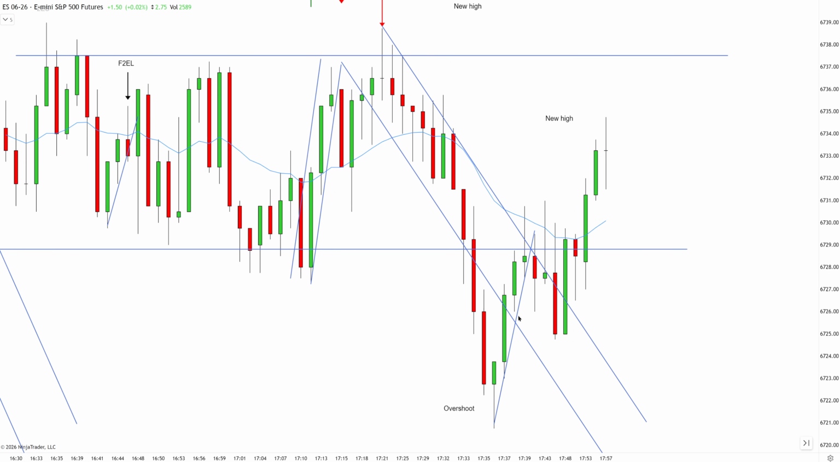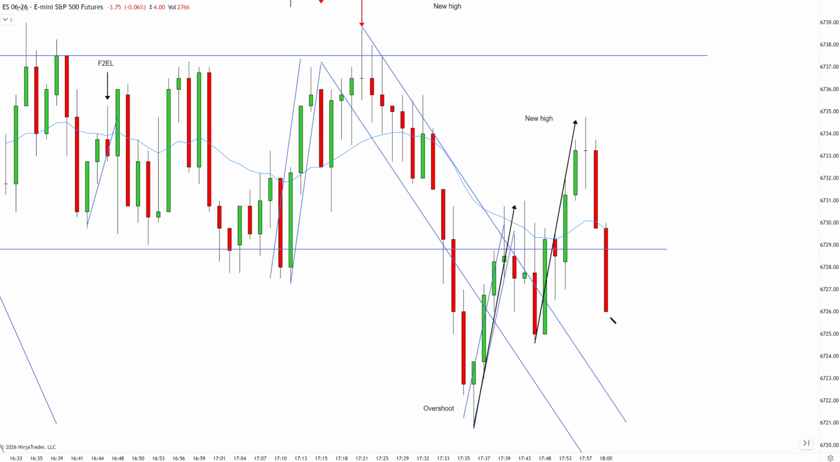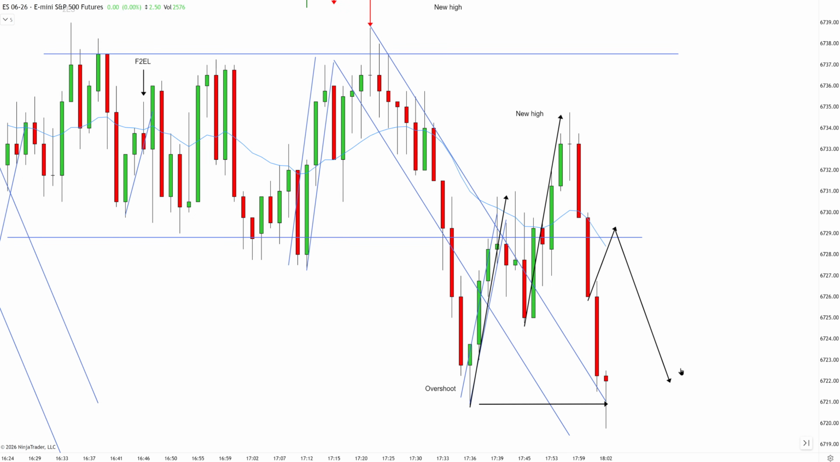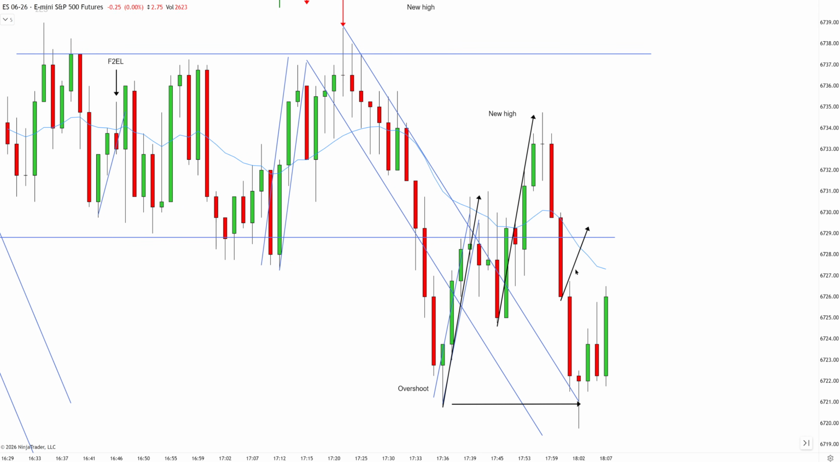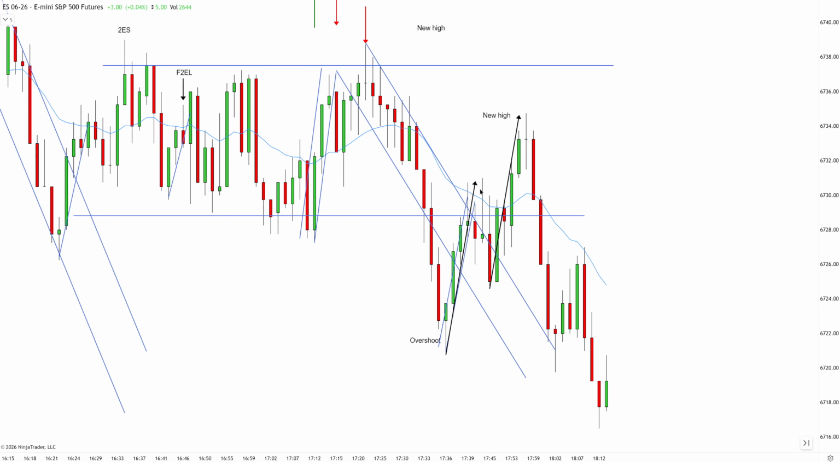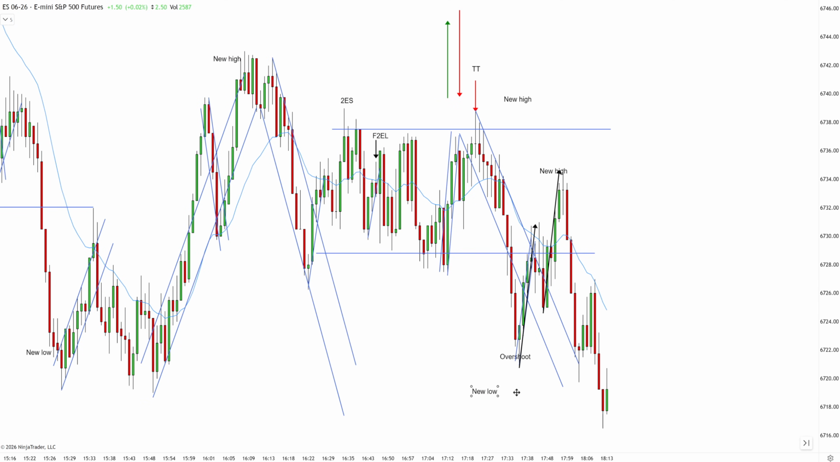Okay, you have a two-legged pullback. Market moves in pairs of twos. One leg up, break, second leg up, break below EMA. So what we were thinking about is a lower high or failed second entry long below EMA to get a new low for this downtrend. There was no lower high, no failed second entry long. The downtrend played out with the break, push to new low.